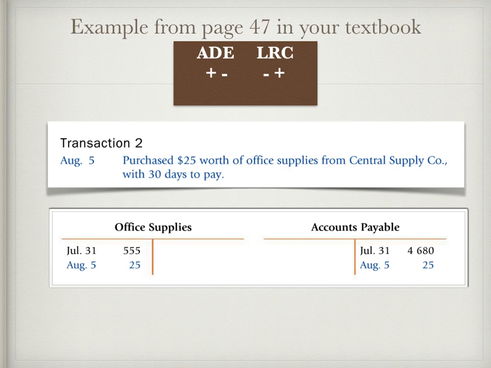Office supplies is an asset. Its balance is on the opening balance that was previously there. It was on the debit side. Accounts payable is a liability. Its opening balance is on the credit. So when we buy office supplies, our office supplies asset is increasing. That's why we record that transaction on the debit side. And when we're buying office supplies and we're not paying, then accounts payable, our liabilities, is increasing, which is why we record the $25 on the credit side of accounts payable.